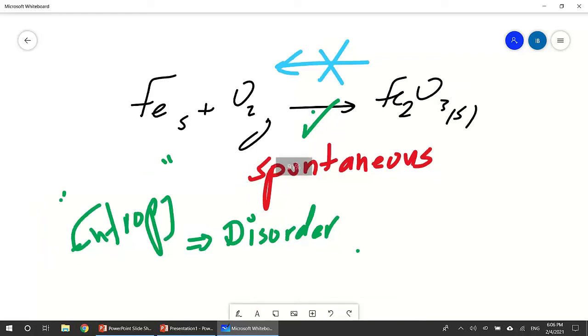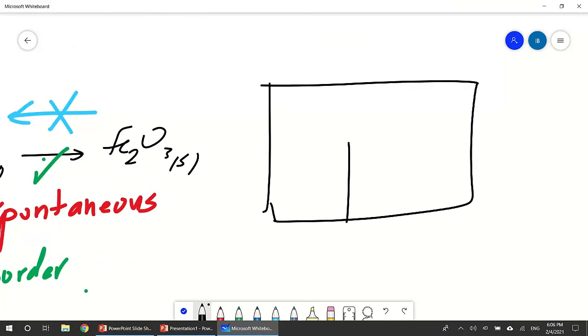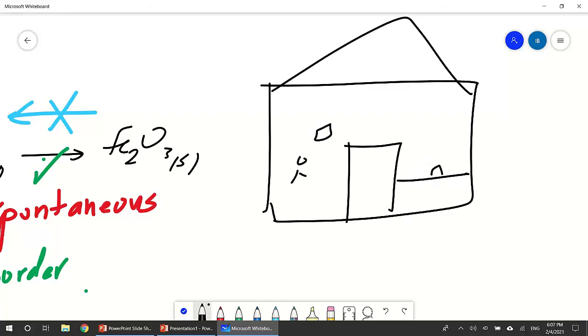And you can think about this. The best example of that is when you have a house or an organized room with all the toys and everything on it, sitting on tables, and you bring two kids to this room.